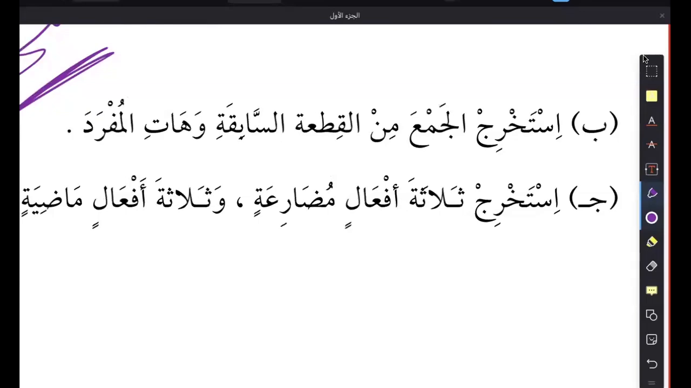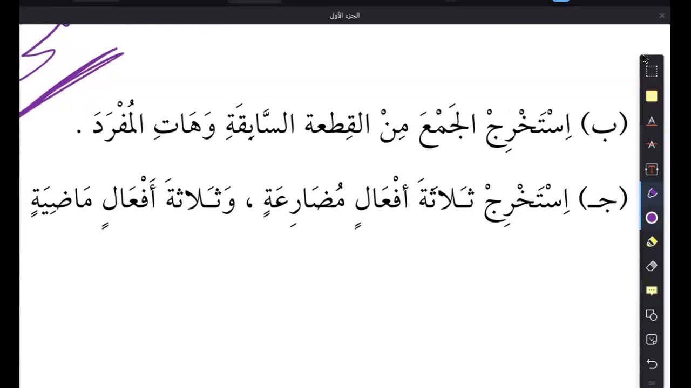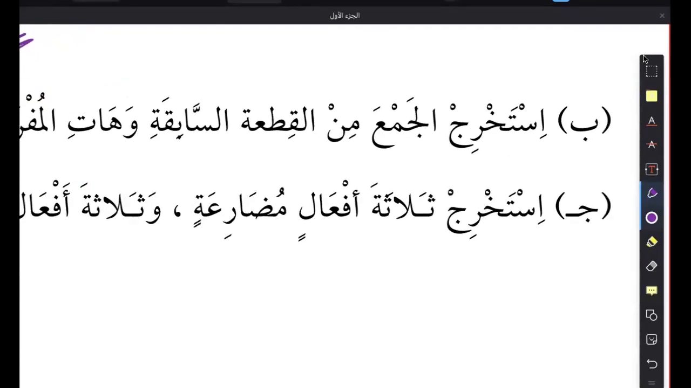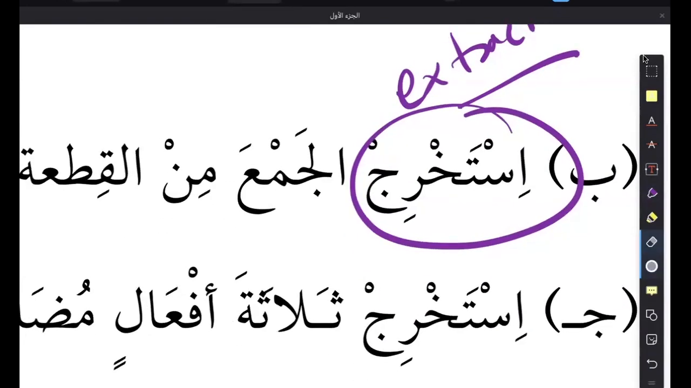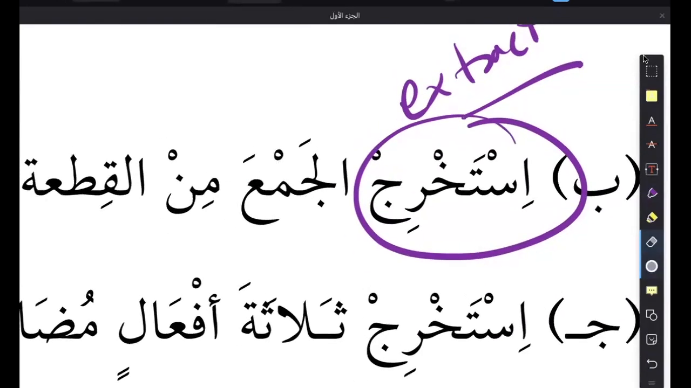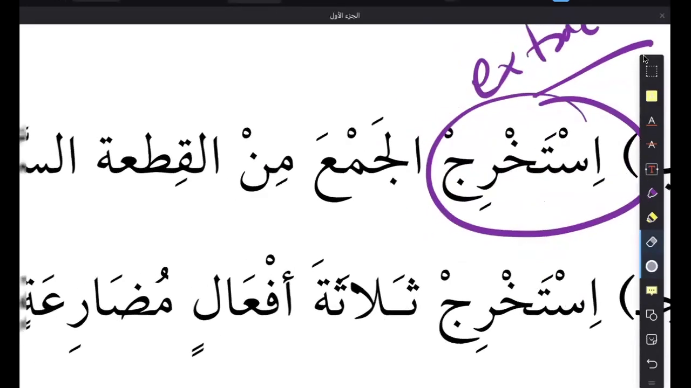الجمع من القطعة السابقة وهات المفرد. It says استخراج is to extract something. استخراج, I don't think we had this word before. It is to extract. Basically, it comes from the kharaja, istikhraja. It is to try to get something out. So, which means to extract something.